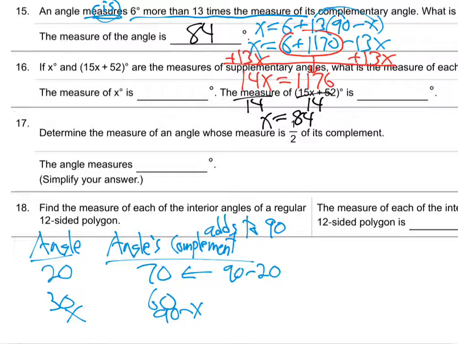So now if you can kind of read number 16 there: if x degrees and 15x plus 52 degrees are measures of supplementary angles, what is the measure of each? Okay, so they are supplementary angles. So we need to do a little bit of algebra there. Let me go to a fresh screen here.